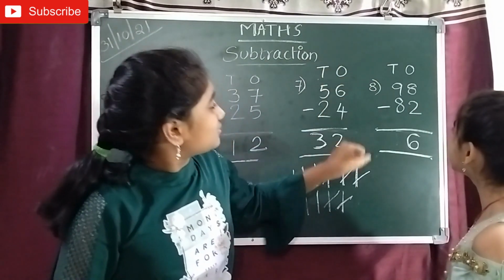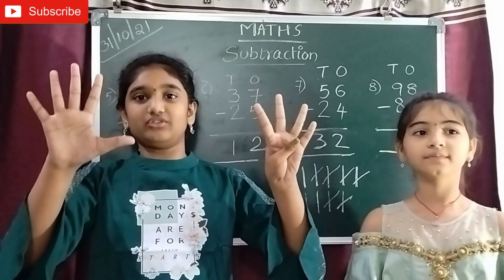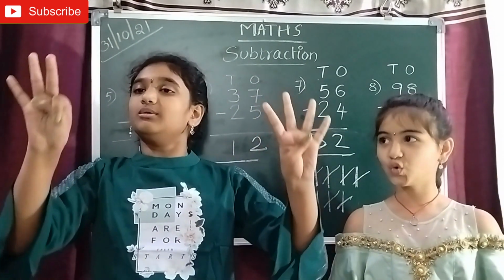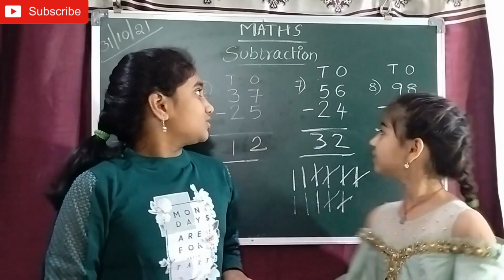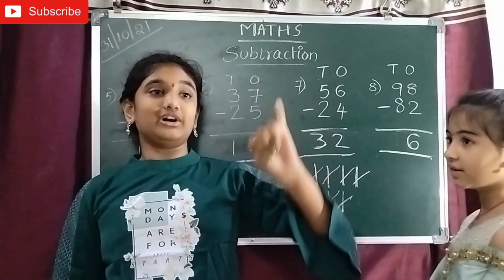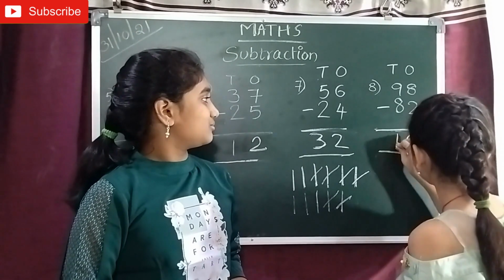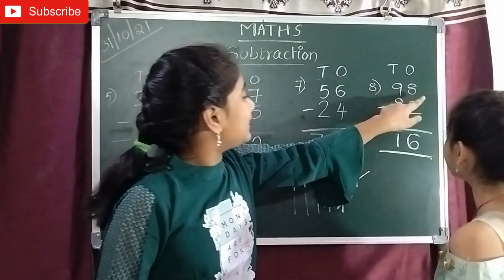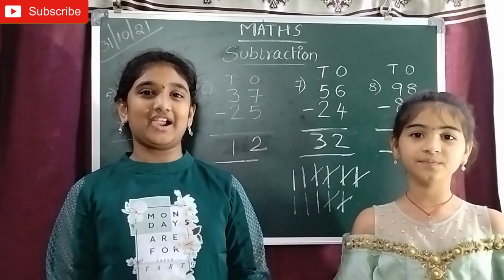In the tens place we have 9 minus 8. So 9 fingers up, 8 means we have to remove 8. 1, 2, 3, 4, 5, 6, 7, 8. So how many fingers are left? Is 1. So we have to write 1 in the tens place. So 98 minus 82 is equal to 16.